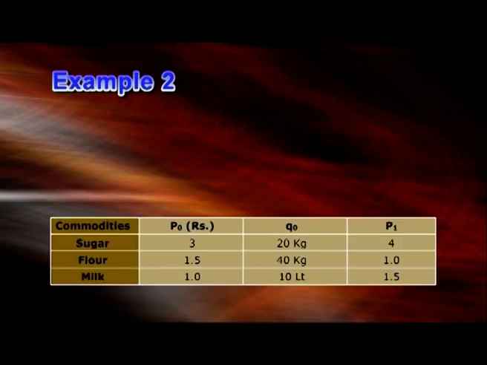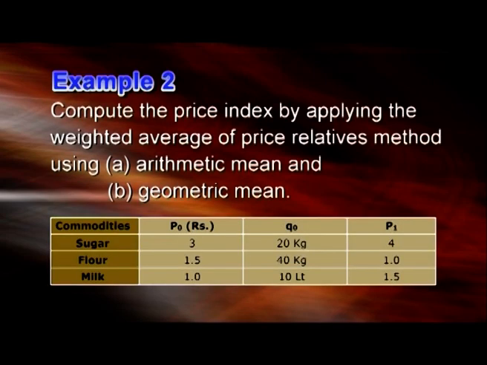Example 2. From the following data, compute price index by applying the weighted average of price relatives method using A. Arithmetic mean and B. Geometric mean.